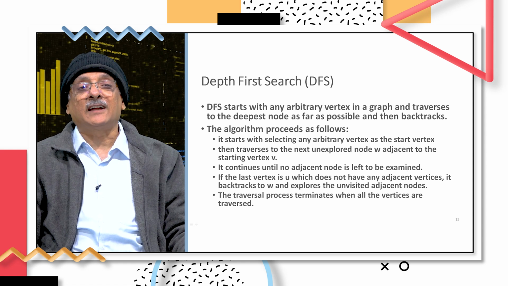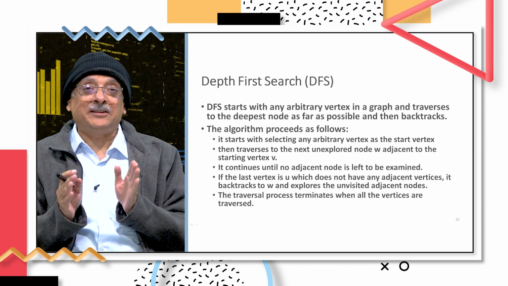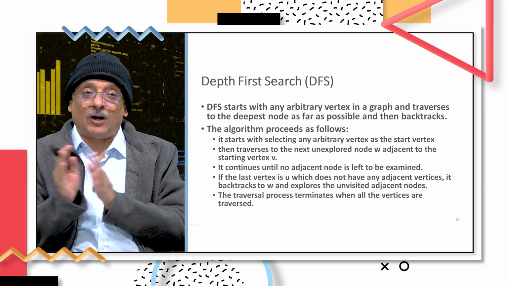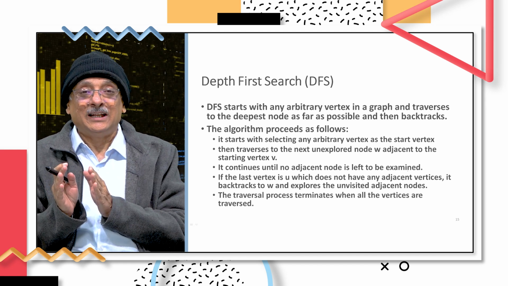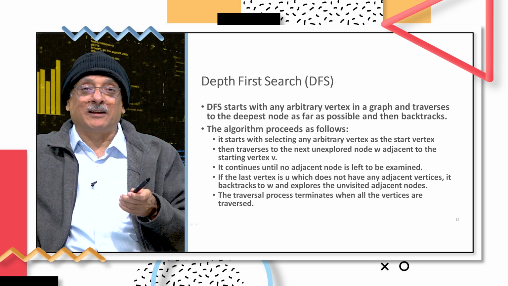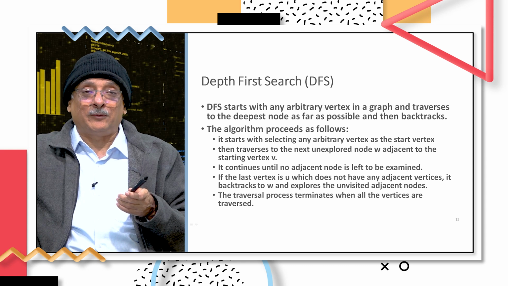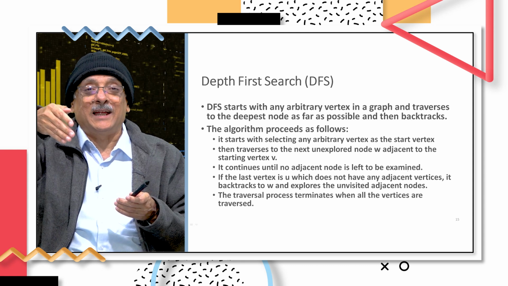DFS starts with any arbitrary vertex in a graph and traverses to the deepest node as far as possible and then backtracks. We need to remember, any traversal technique has to visit all the nodes. So, it will go deeper and deeper into the graph, and once there is no further depth, then it traverses back.